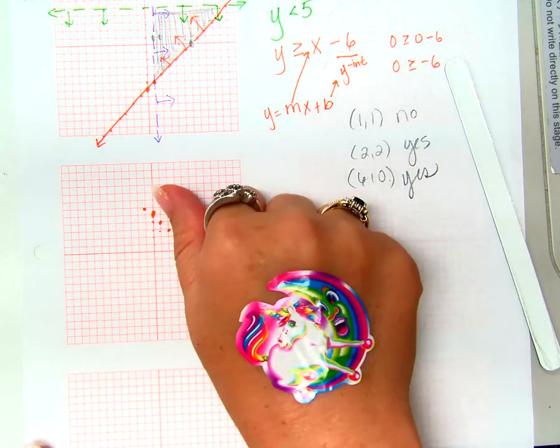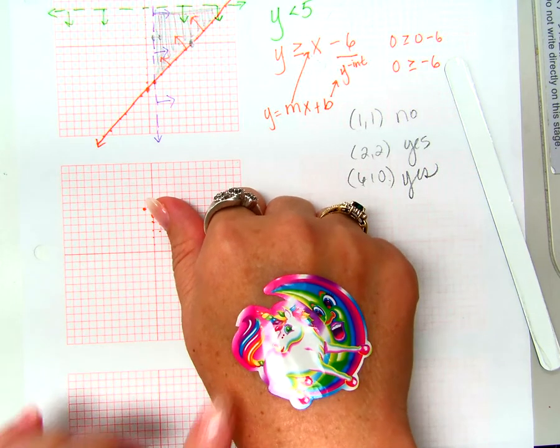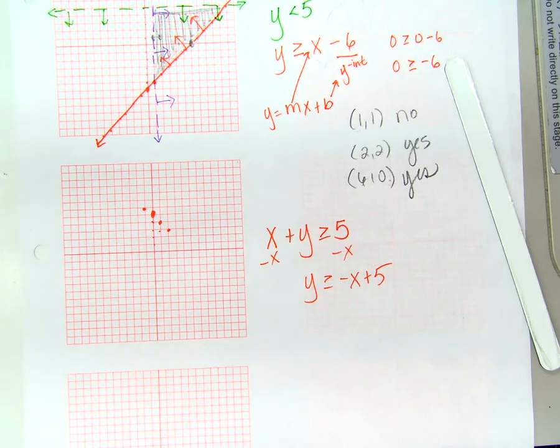Oh, you guys were jealous of my sticker, weren't you? I saw you being jealous of it. It's Unicorn Moon. Isn't that exciting? Yes, it is a Lisa Frank sticker.